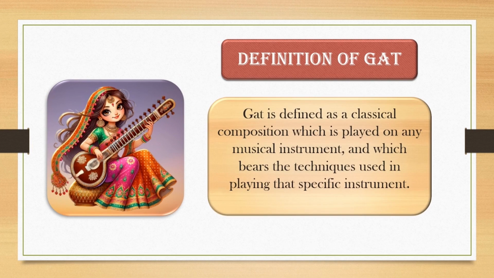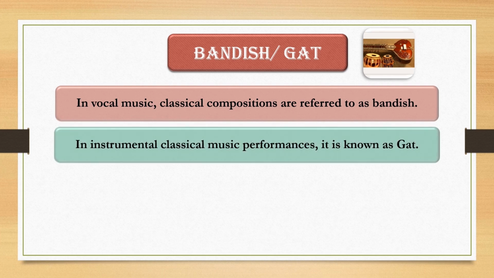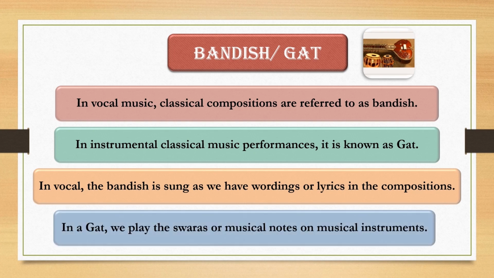Gut is defined as a classical composition which is played on any musical instrument and which bears the techniques used in playing that specific instrument. In vocal music, classical compositions are referred to as bandish, and in instrumental classical music performances, it is known as gut. In vocal, the bandish is sung as we have wordings or lyrics in the compositions, whereas in a gut, we play the swaras or musical notes on the instruments.